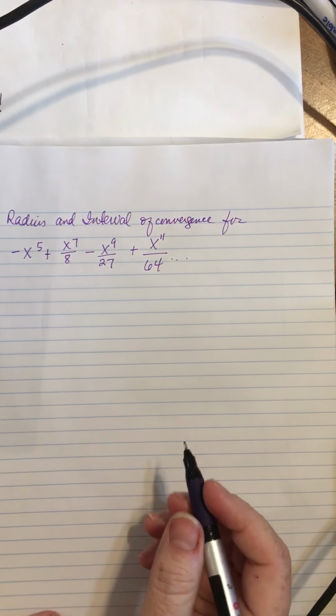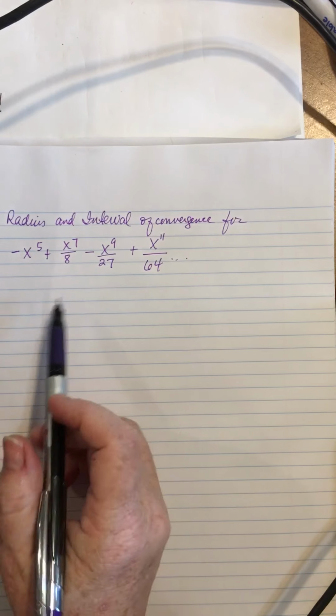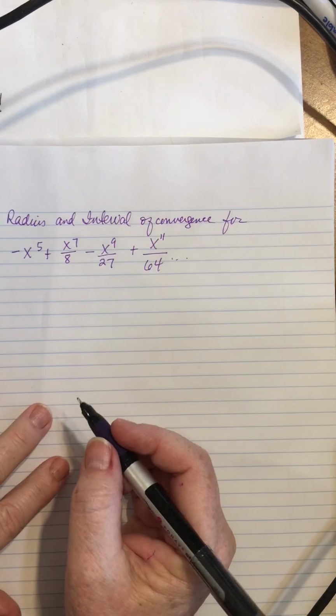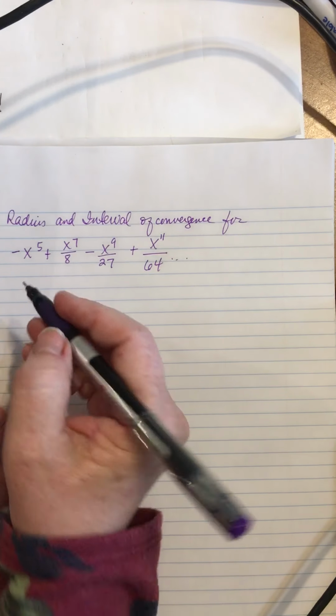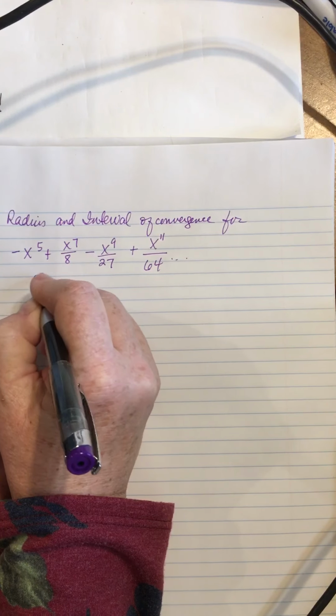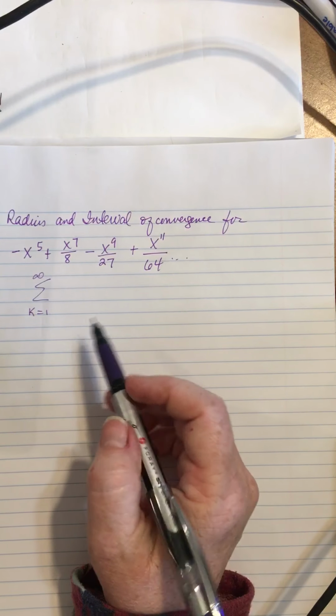Okay, on this one we want to find the radius and interval of convergence for this given power series. First thing I'd probably do is write it in terms of its condensed form. So one way, let's see if we can figure out what the pattern is. I'm going to start this at 1, but you can start at k equals 0. If you do, your series would look a little bit different.